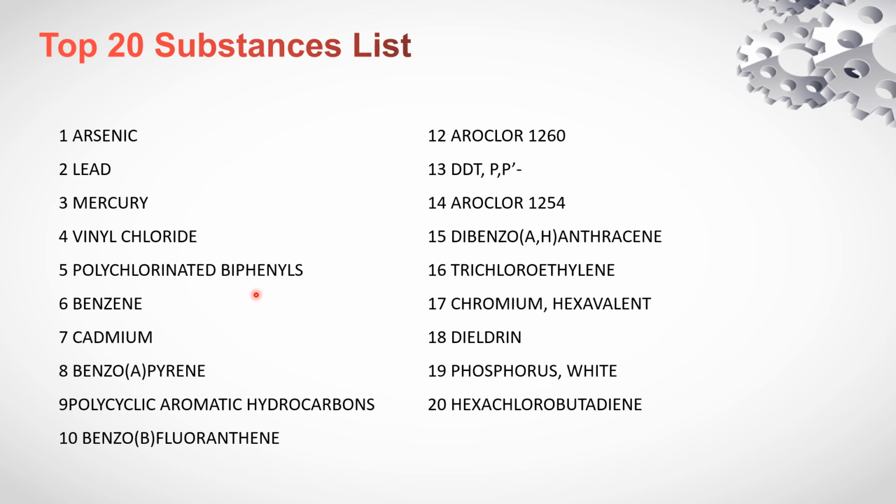Benzene, cadmium, benzopyrene, polycyclic aromatic hydrocarbons, benzofluoranthene, Aroclor 1260, DDT, Aroclor, dibenz, anthracene, trichloroethylene, hexavalent chromium, dieldrin, phosphorus, white phosphorus, hexachlorobutadiene, just to name the chemicals which are harmful for our existence, probably also for the ecology.